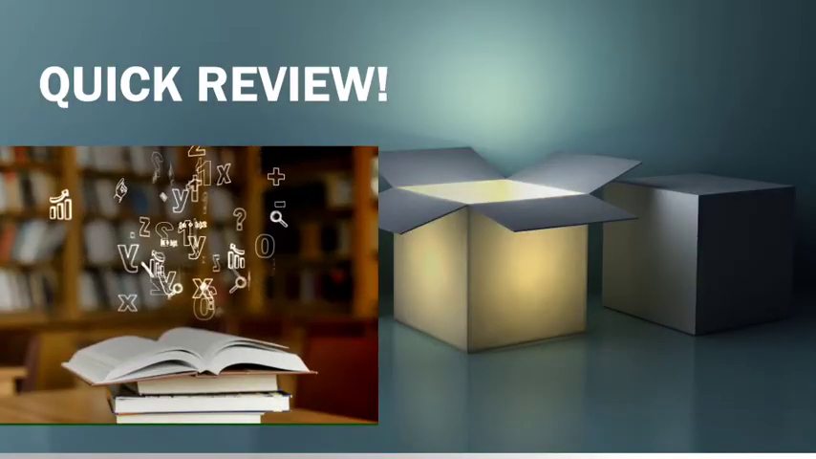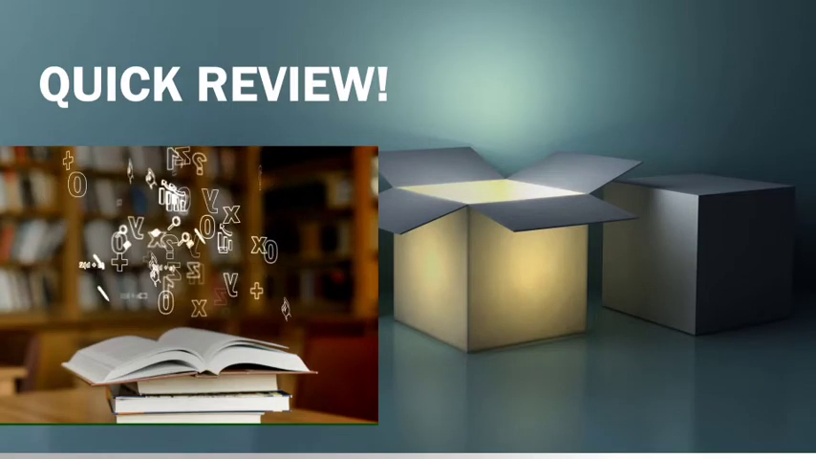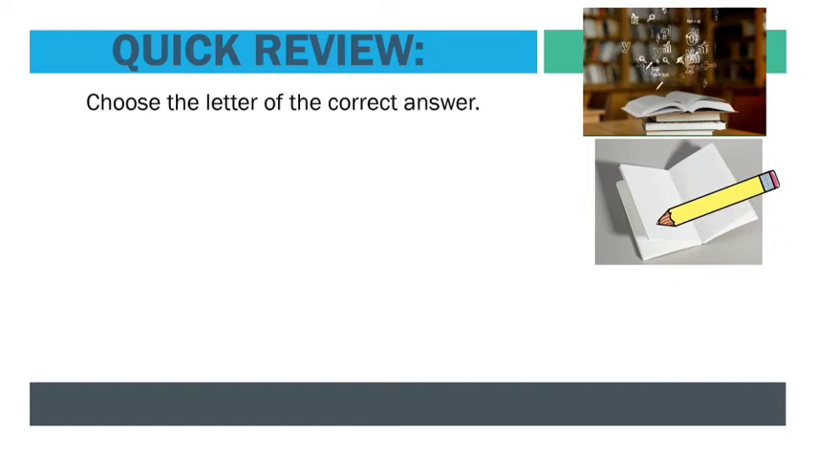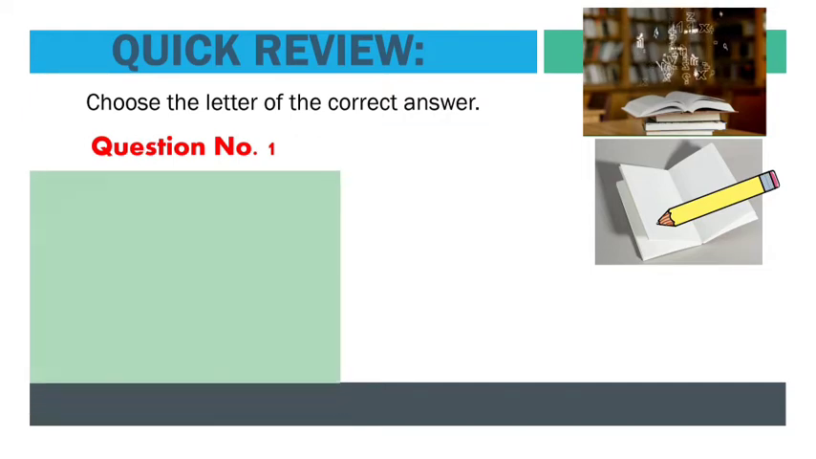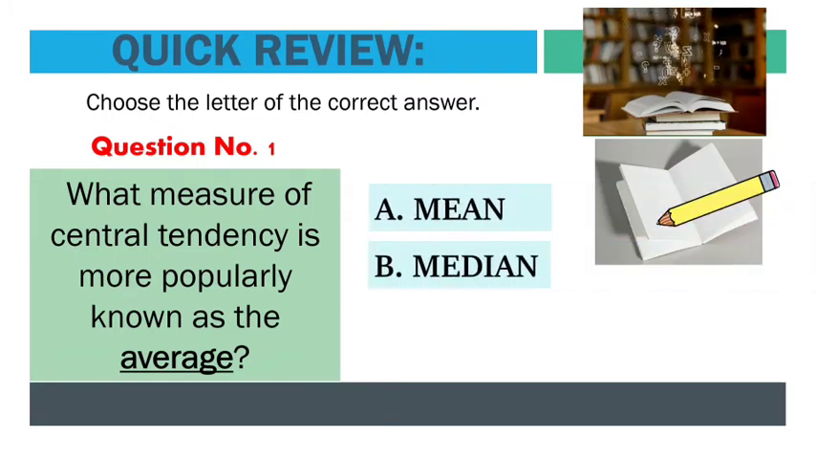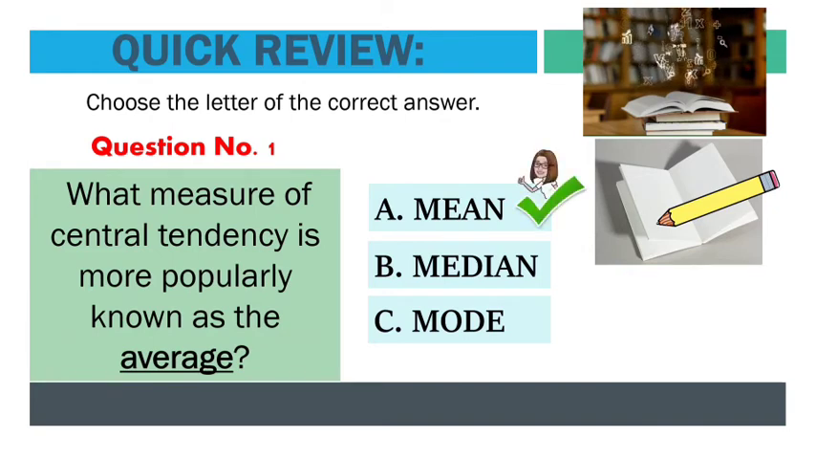Let's have a quick review of our previous lesson. Are you ready? Let's start. Get your pen and paper, and I want you to choose the letter of the correct answer. Question number 1. What measure of central tendency is more popularly known as the average? Is it A, mean, B, median, or C, mode? And the correct answer is letter A, mean.